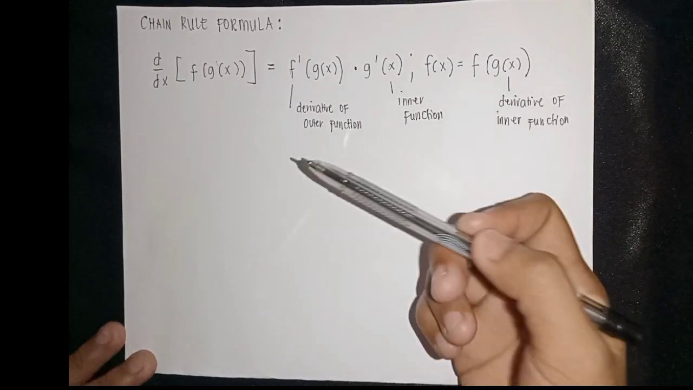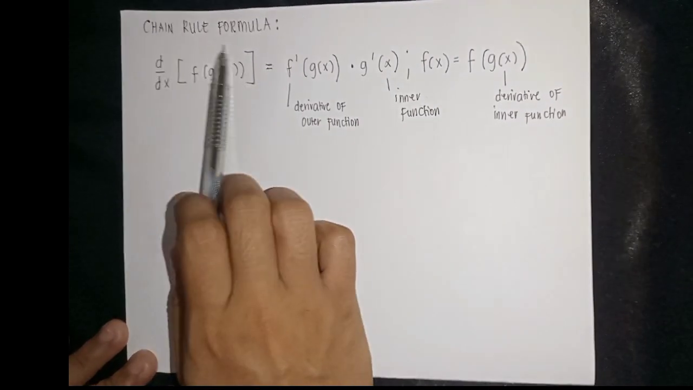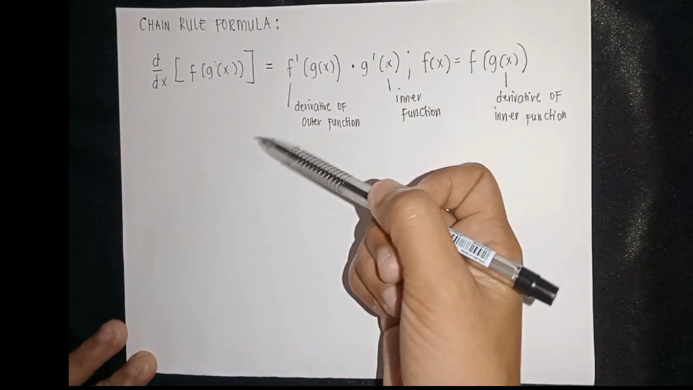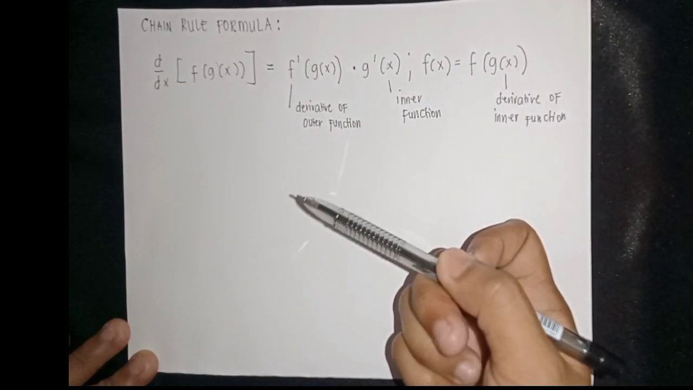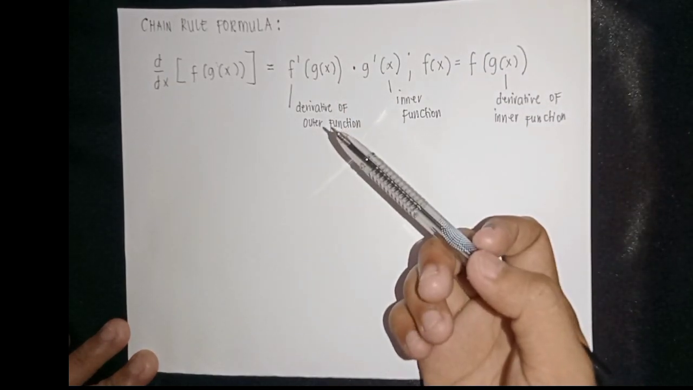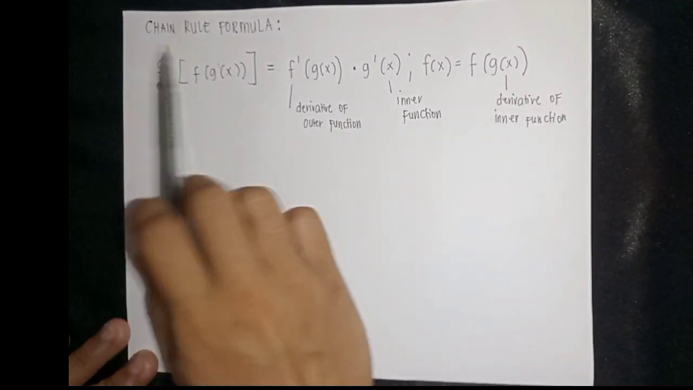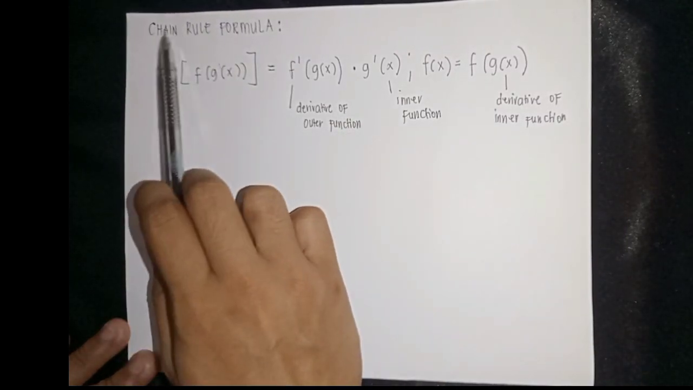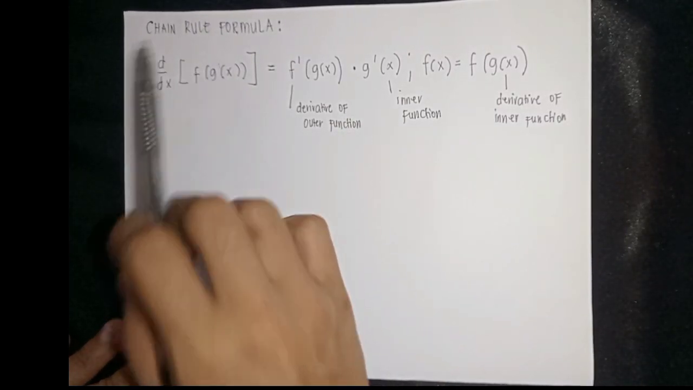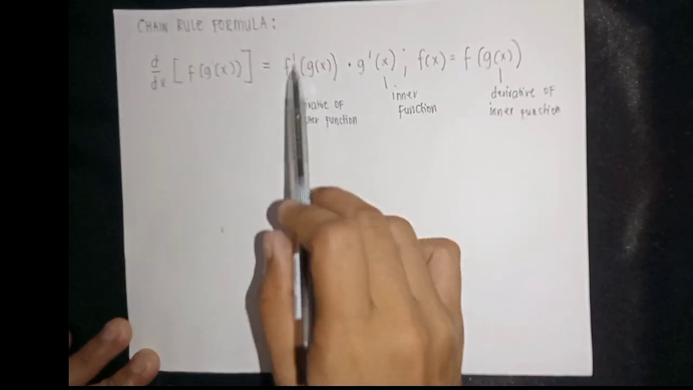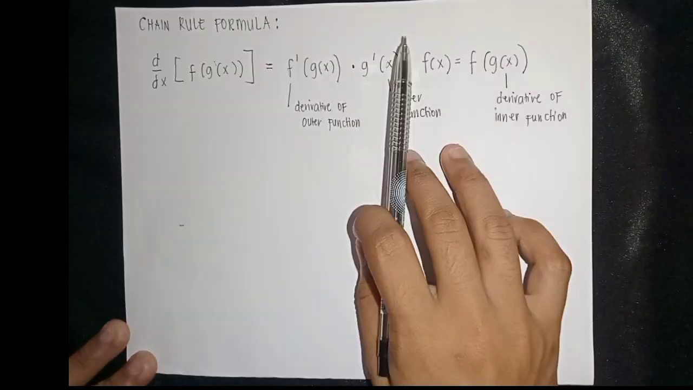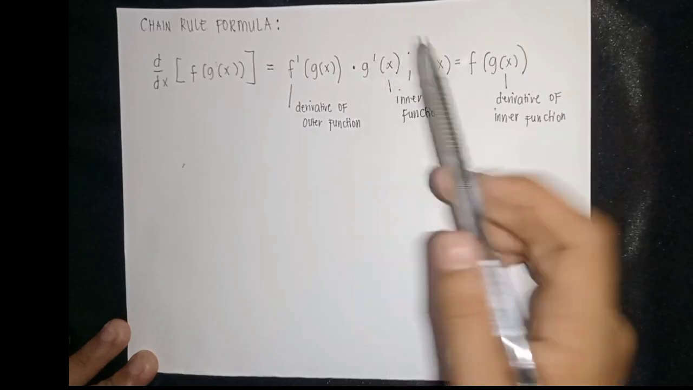Before we start, let's review the chain rule formula, because to understand implicit differentiation, we must have a good understanding of the chain rule. The chain rule is a formula that expresses the derivative of the composition of two differentiable functions, f and g, in terms of the derivatives of f and g. So here is the explanation.